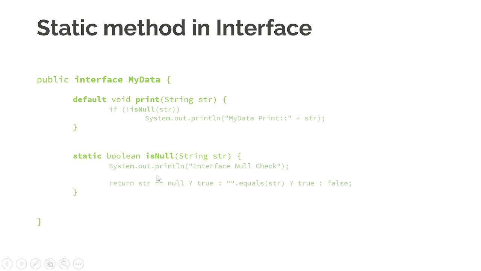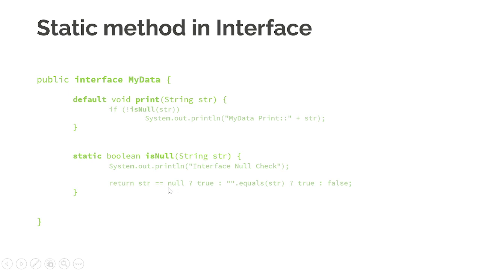So here the static method is a null check method, a utility method. The responsibility of this method is checking whether the input parameter is null or not. We are using this method whenever we are printing data in this interface itself, in this default method. And even if any implementer subclass wants to use this static method, it can use it.